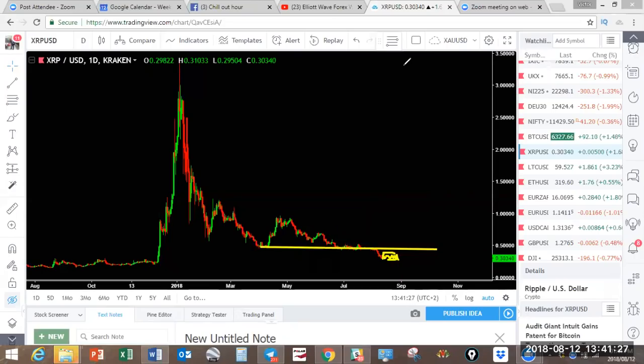But it is still within the rules of an expanding flat. So if it has broken this here, there's still a possibility that this reverses like this and gives us this corrective structure, which should have been a flat before it comes down. Okay, so weakness in the cryptocurrencies all round.